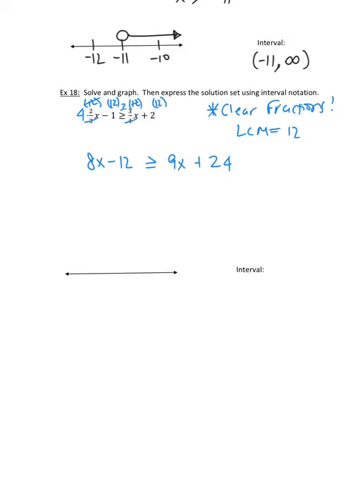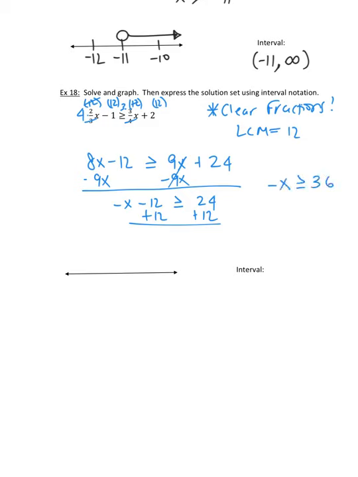So I'm going to isolate x. I'm going to bring my x's to the left side. Even though it gives me a negative, I just prefer to have them on the left. I have negative x minus 12 is greater than or equal to 24. I'm going to add 12 to both sides. I have negative x is greater than or equal to 36. And this negative is a negative 1, so I'm going to divide by negative 1. And remember to flip the inequality symbol. So x is less than or equal to negative 36.